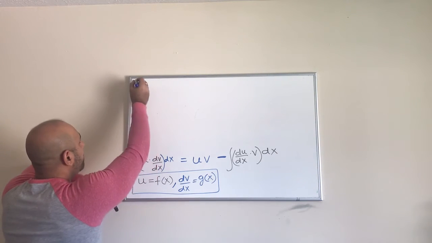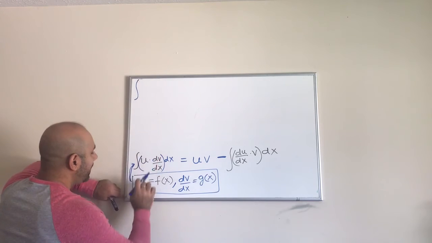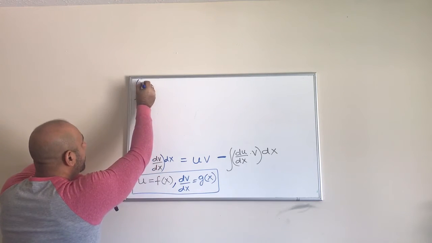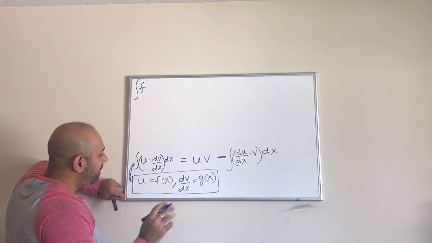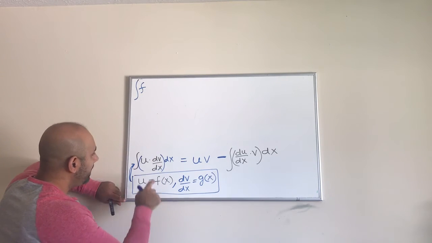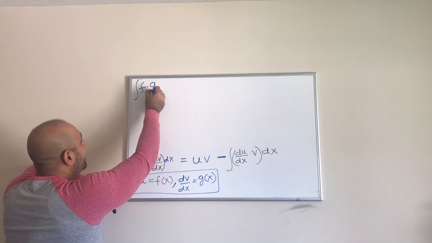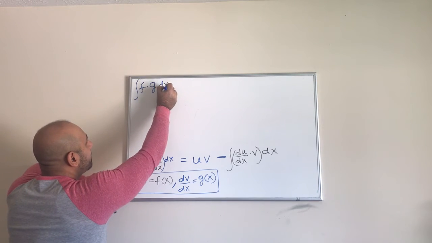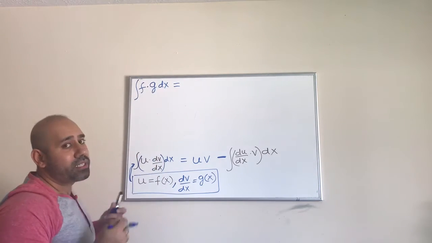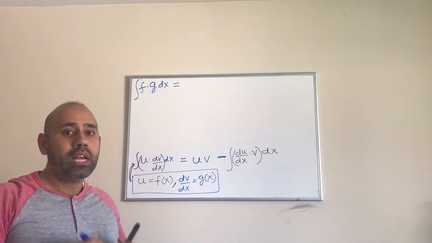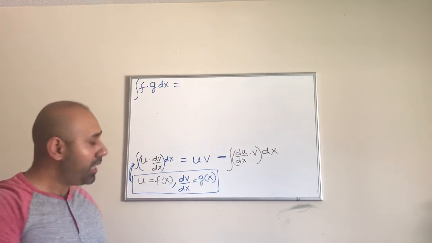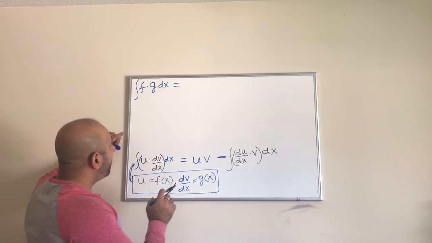So let's see what happens. On the left hand side, u is f of x now. We can just leave it as f, okay? And then dv over dx is just g. So it is f times g. And that is what I would have liked in the first place. Integration by parts, when I have the product of two functions, I just want a direct formula for it, okay? So let us see what happens on the right hand side.